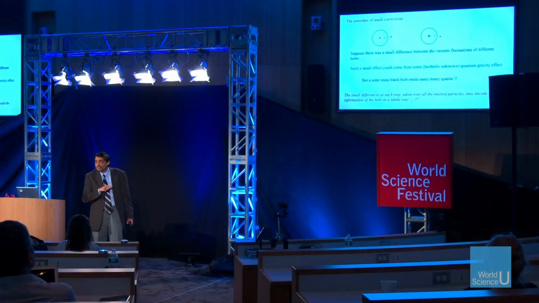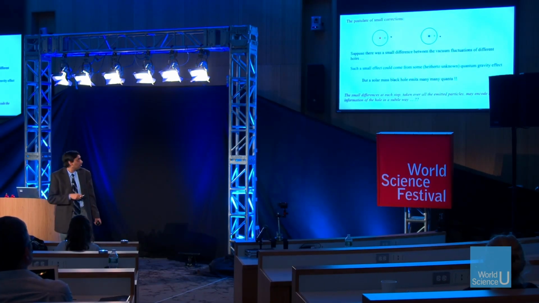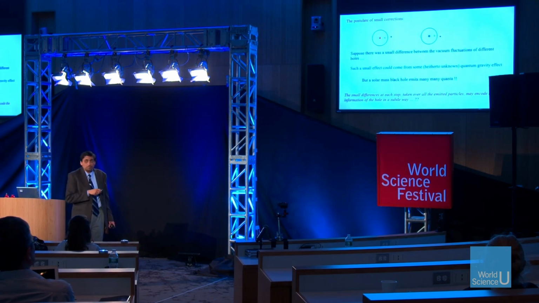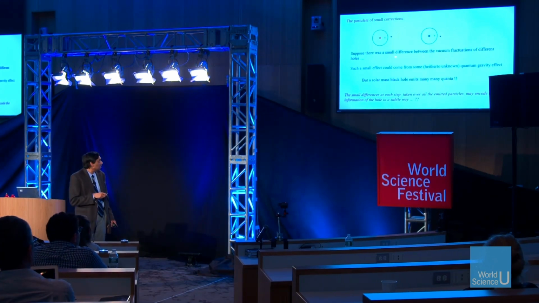You can see that over here. Now, suppose every particle that came out had a little bit of difference, depending on whether you had a red dot in the middle or a blue dot in the middle. It's still coming out of the vacuum, but you could say there's a small difference in there. But so many particles are going to come out before a black hole evaporates.